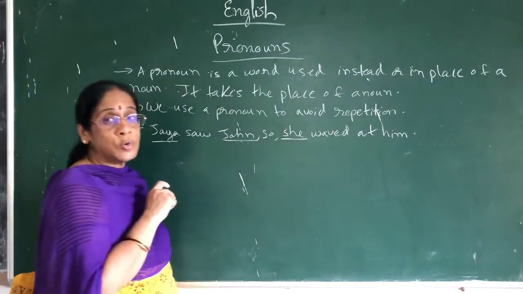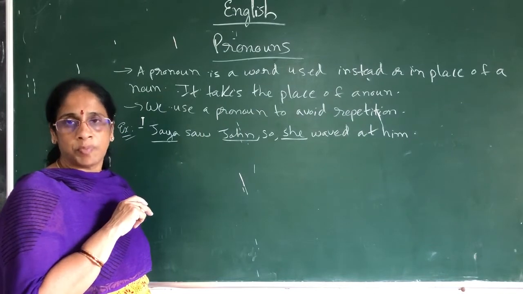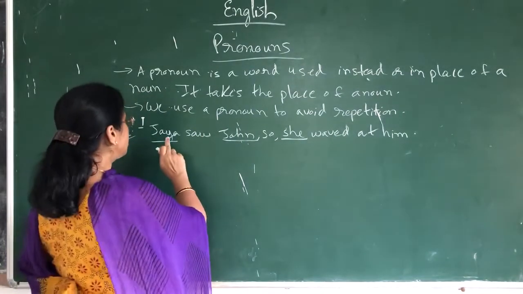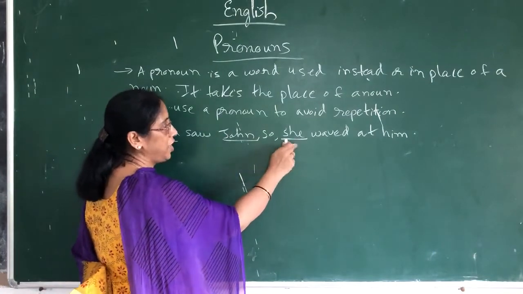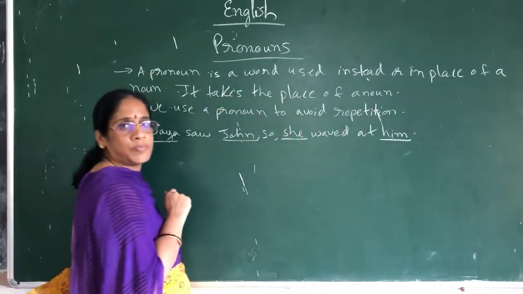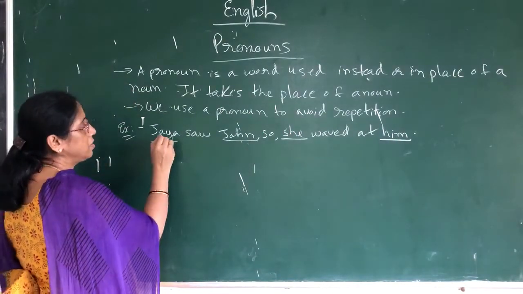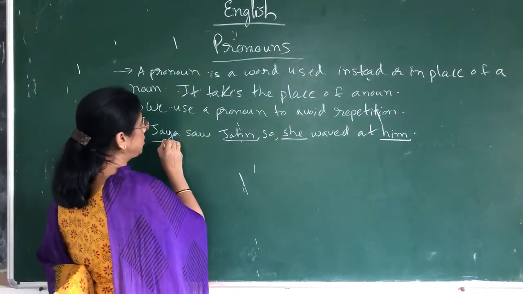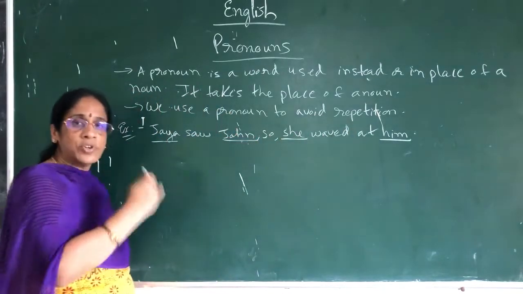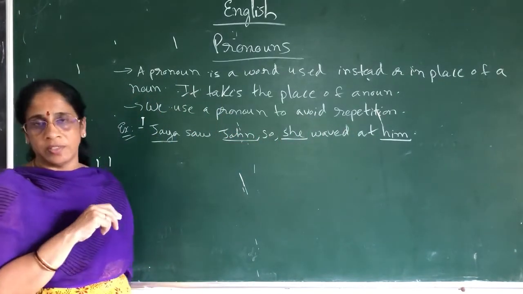But what did I say is the rule? We should not repeat a noun, the name of a person or the name of a thing, again and again. Instead of that, we can use a pronoun. So instead of Jaya, because she is a girl, I use she. For John, I used him. If it is a girl, we can write her. Here, instead of Jaya, we are using she. Instead of John, we are using him. So like this, pronouns are used in place of a noun.